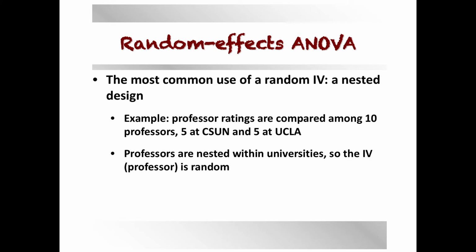And professors are nested within universities, such that each professor is not teaching at multiple universities. At least that's what's assumed for this design. So there's a professor at CSUN, that professor is not at UCLA, and so on. And so you can imagine if you ignore the school variable, you could look at things like, well, if the professor is just being rated as easier, then that means that they're going to be rated better overall. That could be a hypothesis regardless of school.